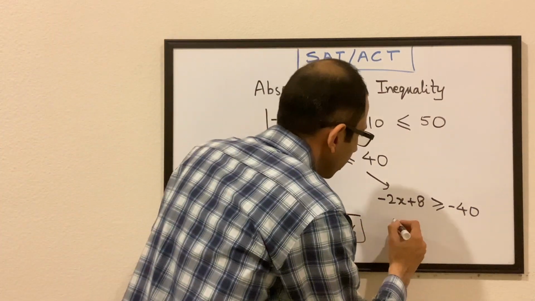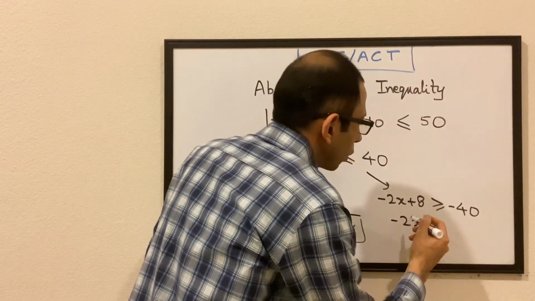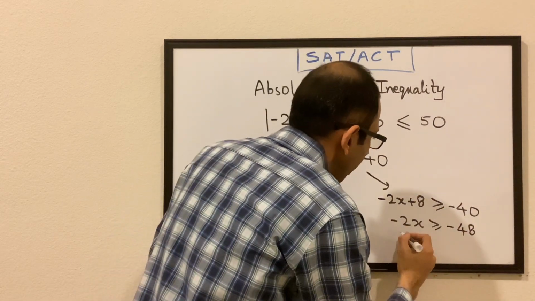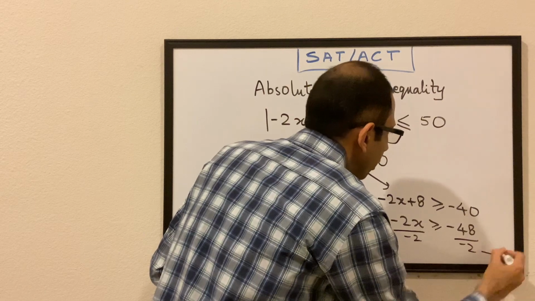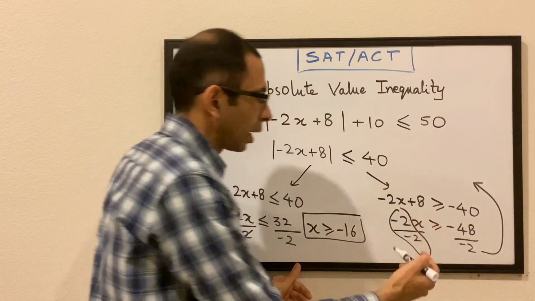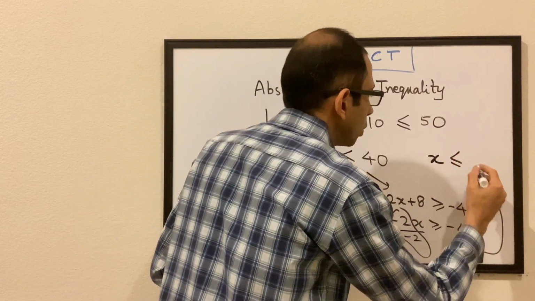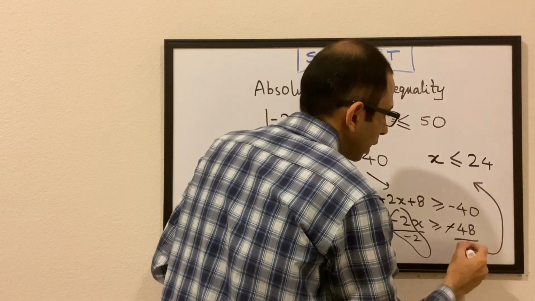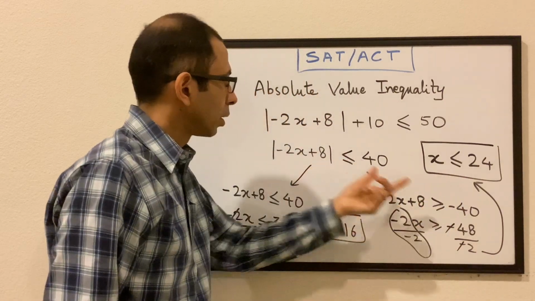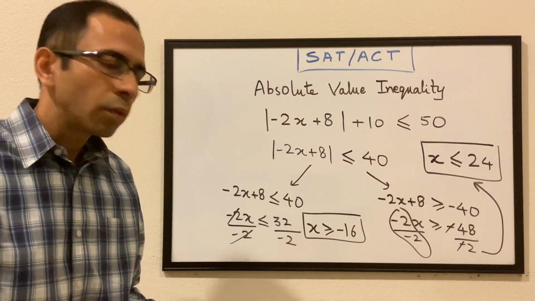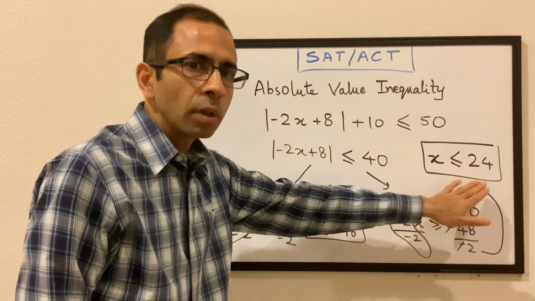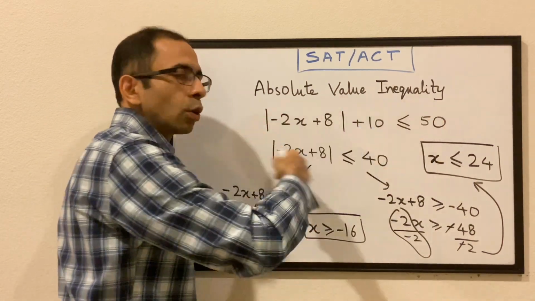Let's see what's happening here. Minus 2x is greater than or equal to minus 48, because we're doing minus 8 here and minus 8 here. Then we are dividing by minus 2 here and minus 2 here. When we divide by minus 2, as we saw, the sign of this inequality will flip again. So x is less than or equal to 24. Minus minus cancels, 48 divided by 2, we get 24. So this is the solution set we get from this scenario. So basically all values of x which are greater than or equal to minus 16 but less than or equal to 24 will be the solution set for this inequality.